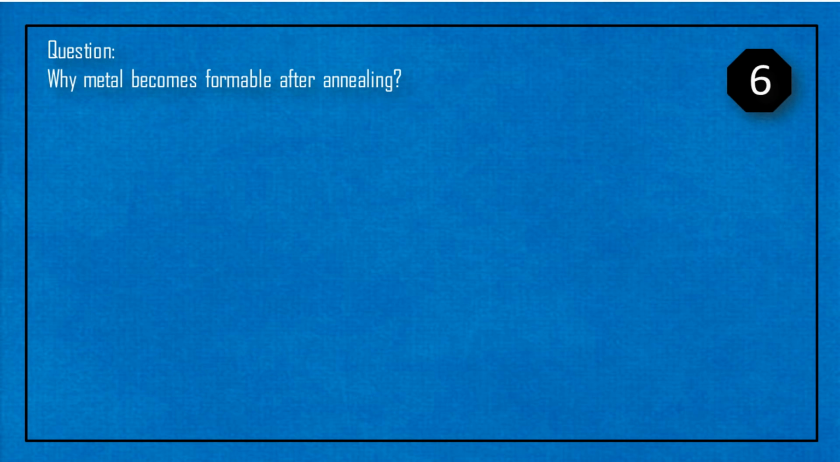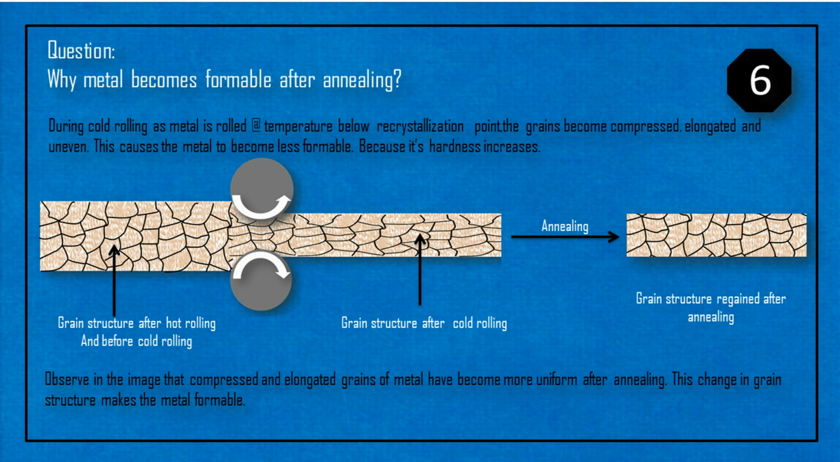Why metal becomes formable after annealing. During cold rolling, as metal is rolled at temperature below recrystallization point, the grains become compressed, elongated and uneven. This causes the metal to become less formable because its hardness increases. Observe in the image that compressed and elongated grains of metal have become more uniform after annealing. This change in grain structure makes the metal formable.